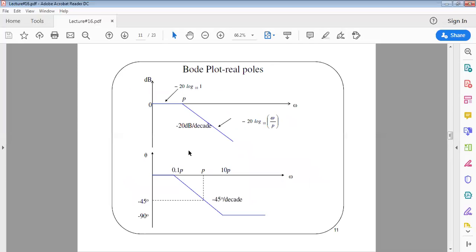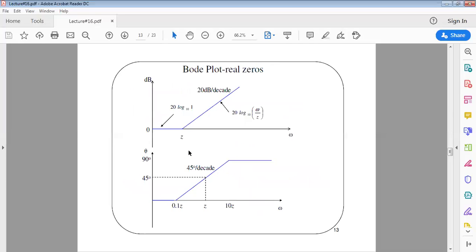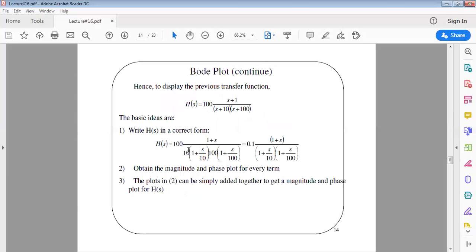And this is the plot for the real pole, as mentioned just now. And this should be the plot for the real zeros. Okay, so we have understood that these are the 5 cases available in the transfer function: constant, zeros at origin, pole at origin, real zeros, and real pole. Okay, so let us proceed now.